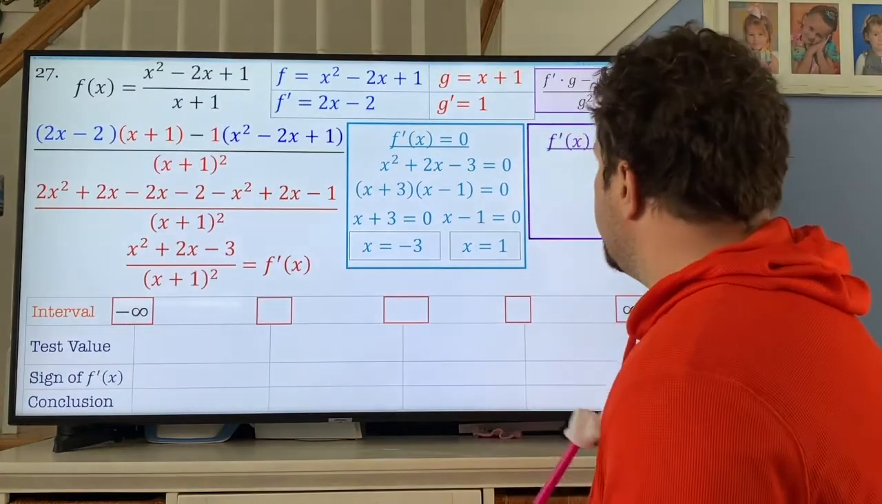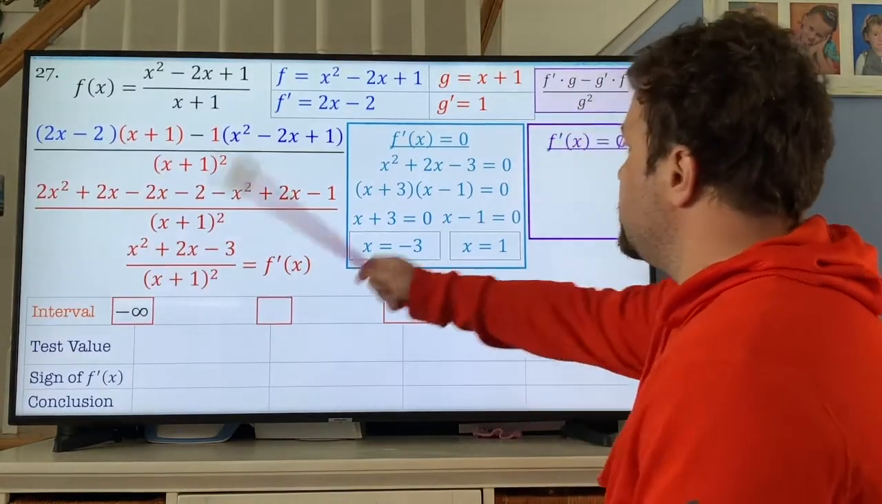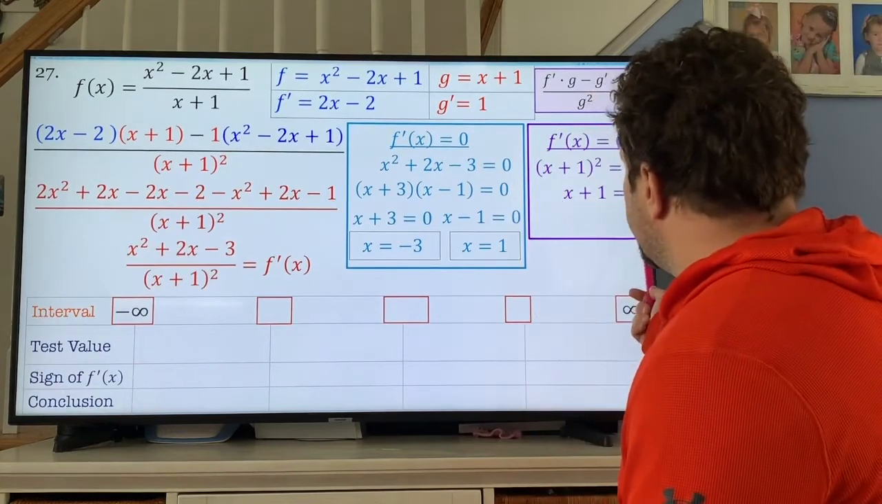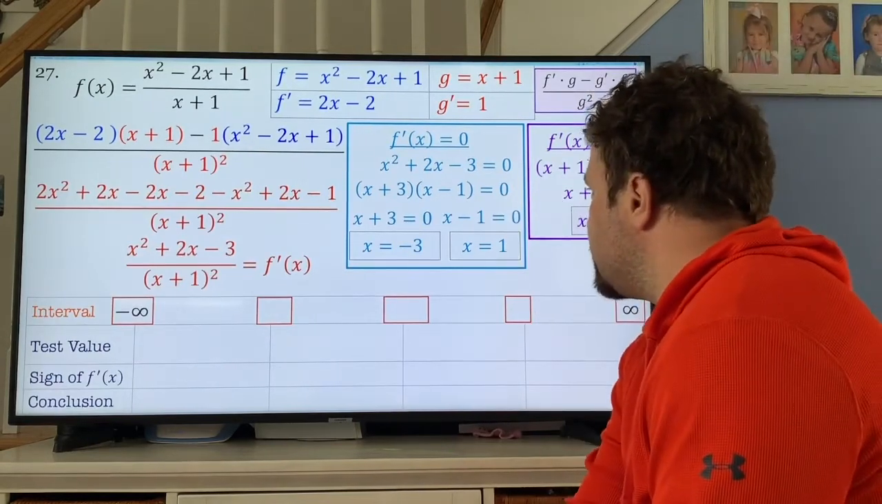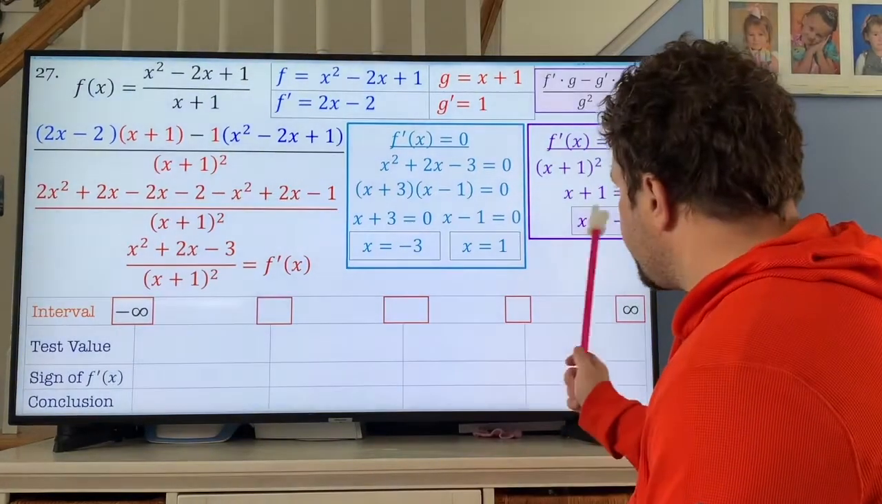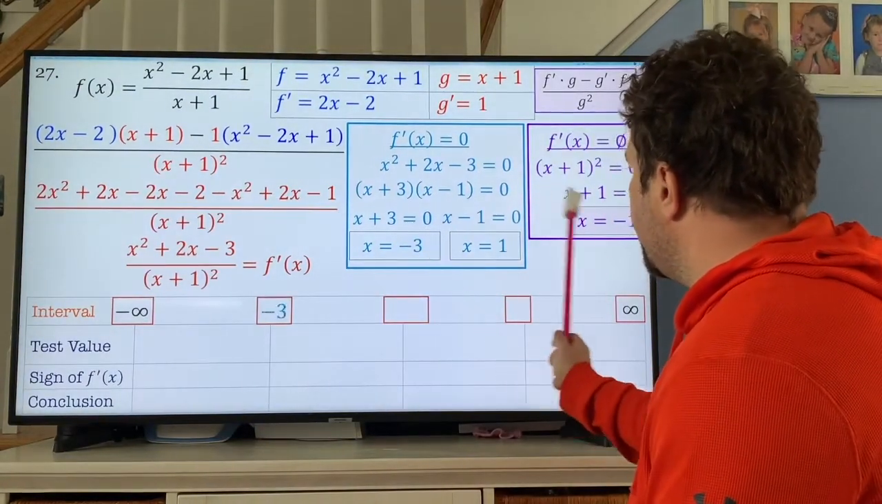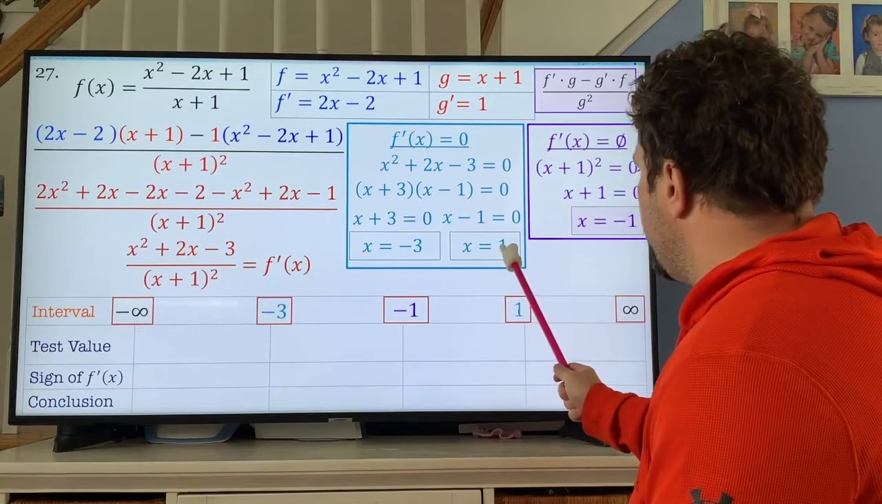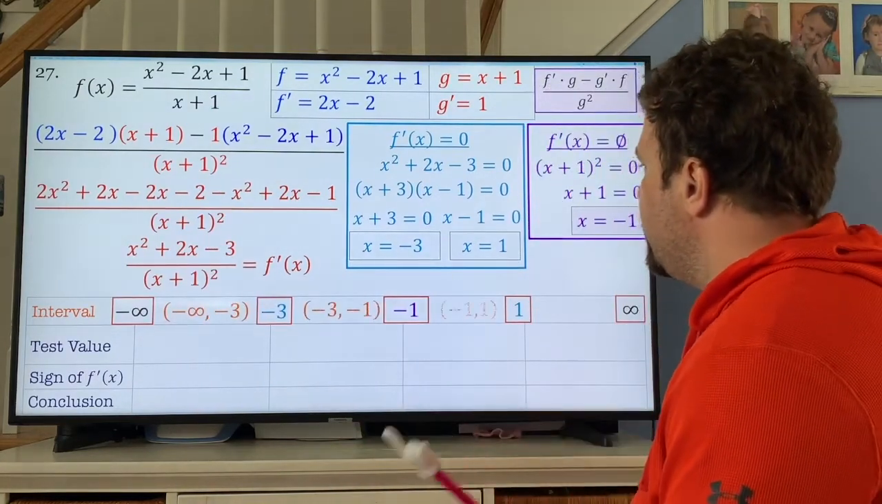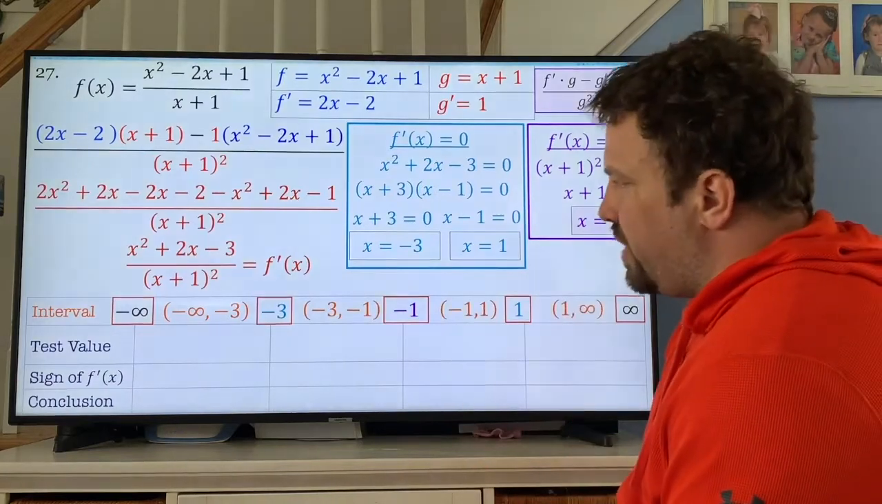When we set this equal to undefined, when does the denominator equal 0? So when x plus 1 equals 0, subtract 1 from both sides and x equals negative 1. Notice 1, 2, 3 critical numbers. The smallest one is negative 3, then negative 1, then 1. Negative infinity to negative 3, negative 3 to negative 1, negative 1 to 1, and 1 to infinity.